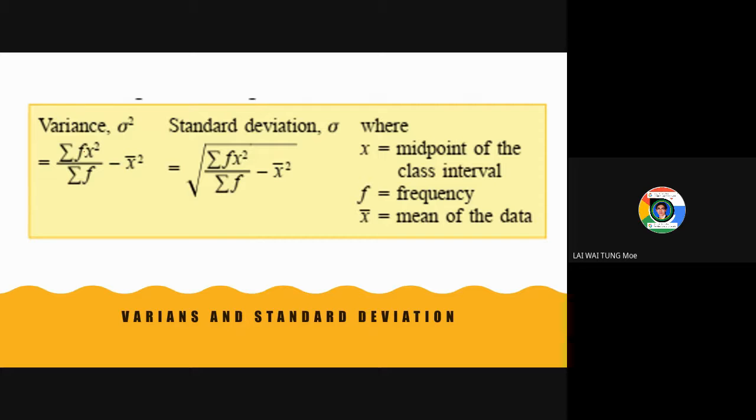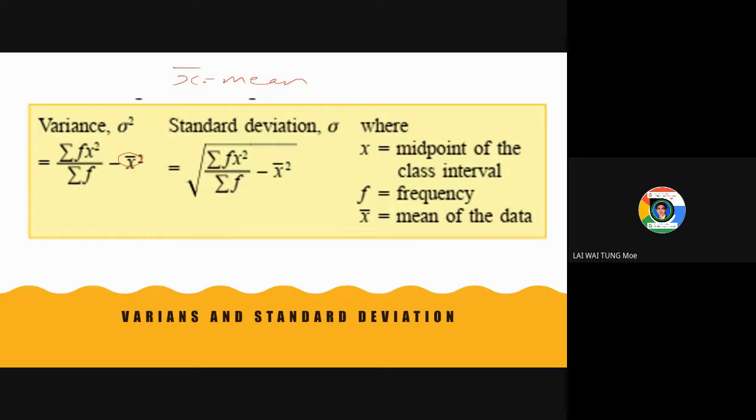So for variance, this is sigma, which means the total. The total of fx squared over the total of f, minus the mean. This symbol, x bar, is actually your mean. So this mean you have to find out. After you get the mean, you have to square it, and then you take this division minus your mean squared.